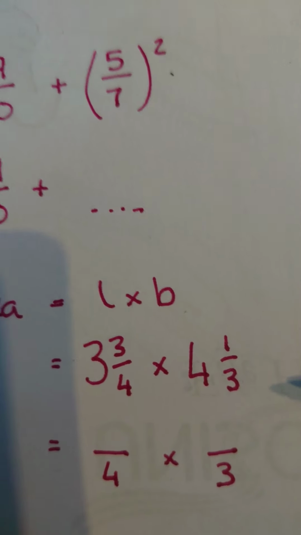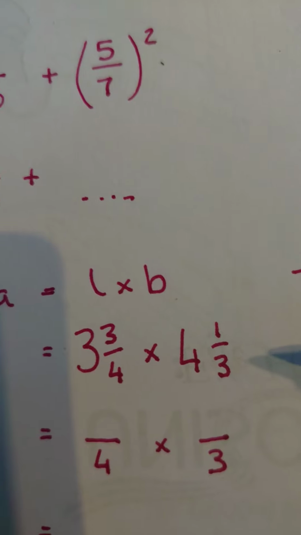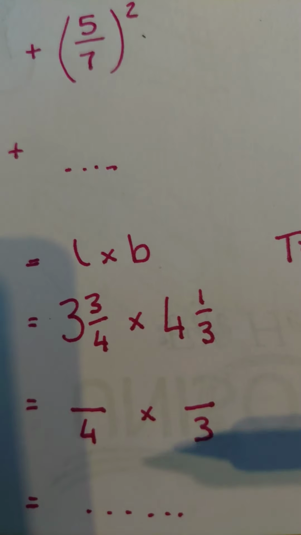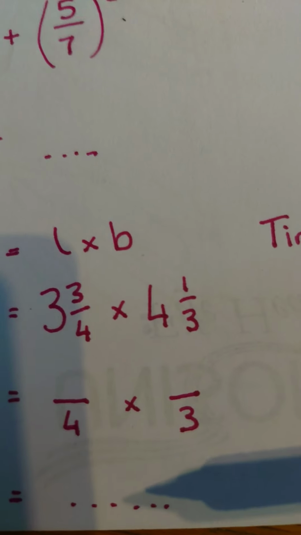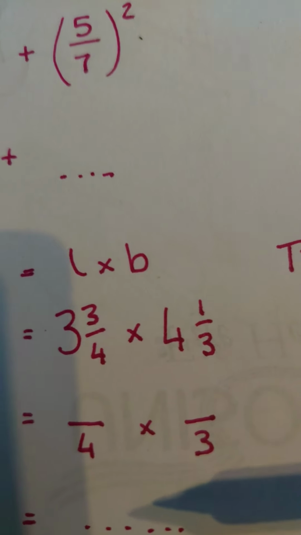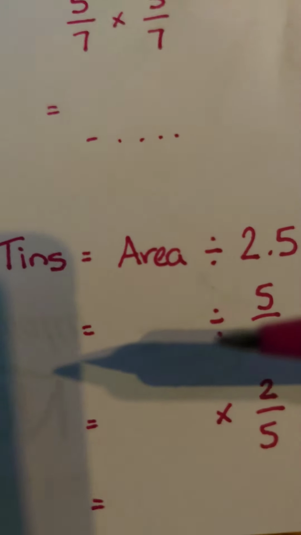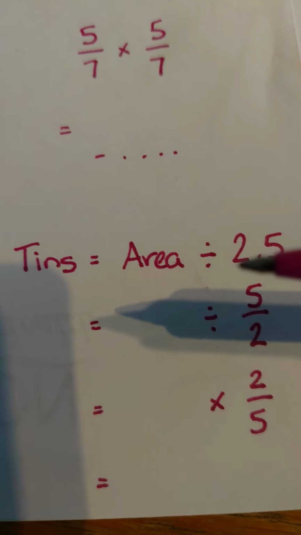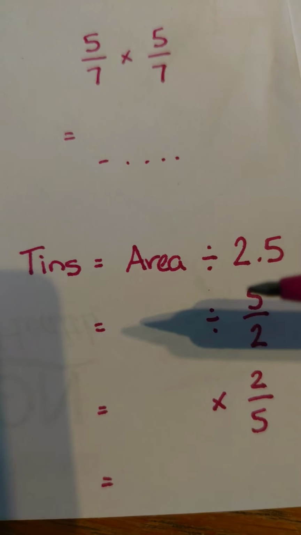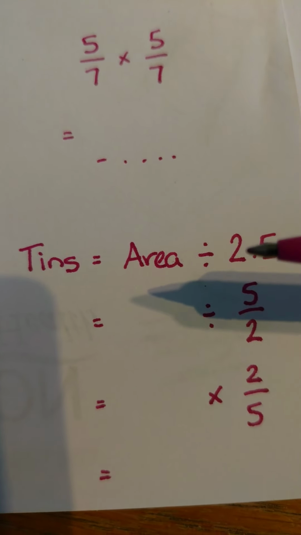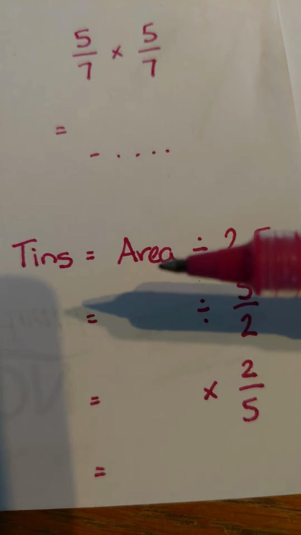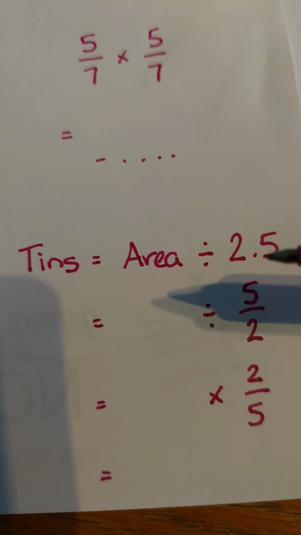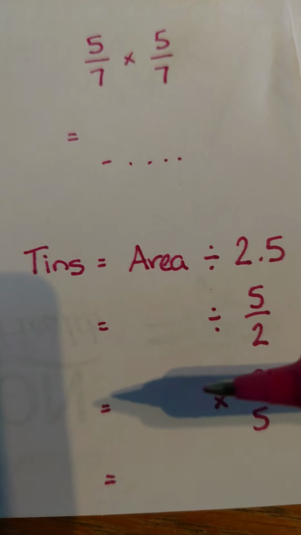But they are mixed numbers. We've looked at how to multiply mixed numbers. We'll be changing them to top-heavy fractions, and then we'll multiply out. That will then give us the area of the wall. What I'll then need to do is work out how many tins. The number of tins I'll need is my area divided by 2.5, because that's the area one tin will cover. So I take my total area and I divide it by the area one tin will do to find out the number of tins I'll need.